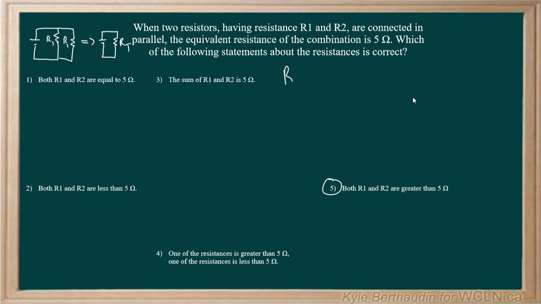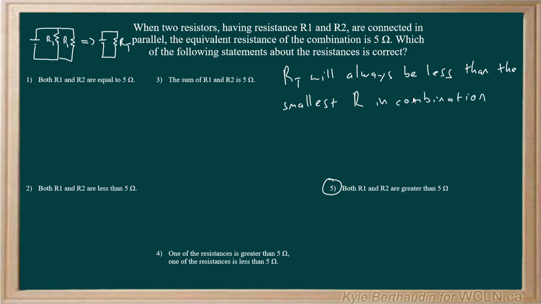So RT will always be less than the smallest resistor R in combination. So that means that R1 and R2 will always be greater than the individual resistors in combination. So let's go about showing that.